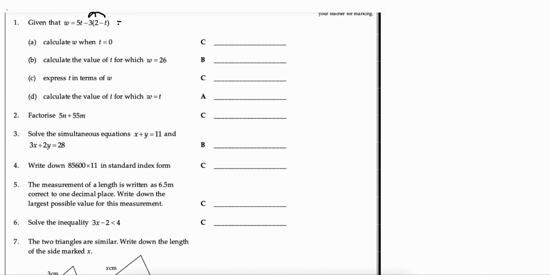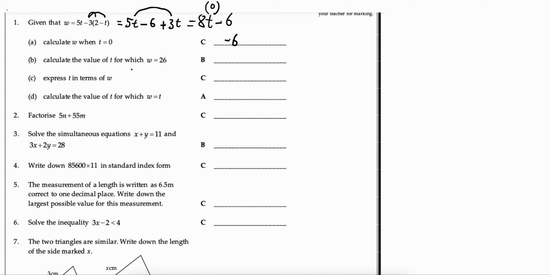So we end up with 5t, negative 3 times 2 is negative 6, and negative 3 times negative t is negative times negative, which is positive 3t. And we can combine the 5t plus 3t to give you 8t minus 6. Now, let's see what we do. Calculate w when t is 0, so then 8 times 0 is 0, minus 6 is simply negative 6.